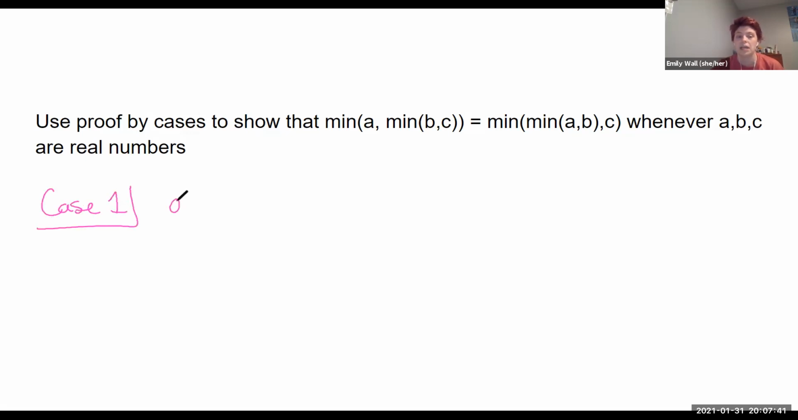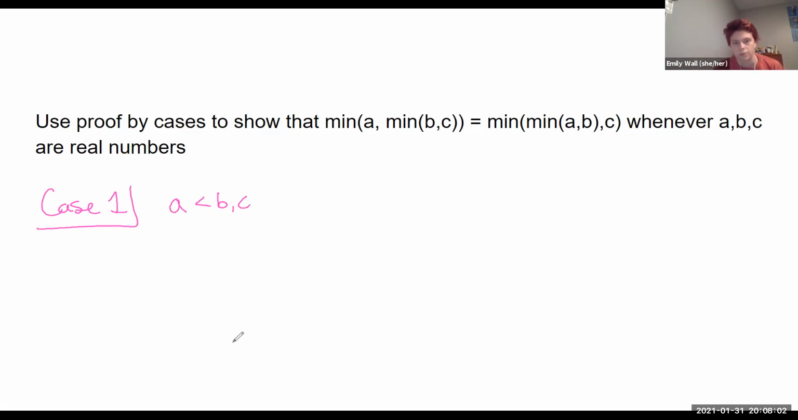Case 1, A is the smallest. It is less than B and C. Now I don't even have to know whether B is less than C or whether B is greater than C. I could break this into further cases and do my proof that way, but it would mean a lot of cases and I just don't need them, so I'm not going to. So this is our first case.